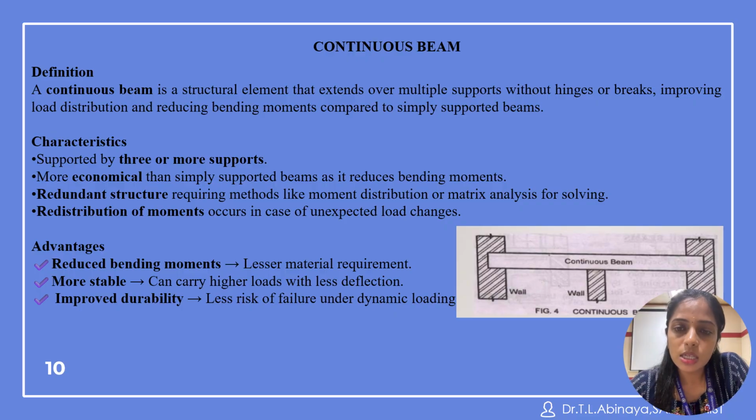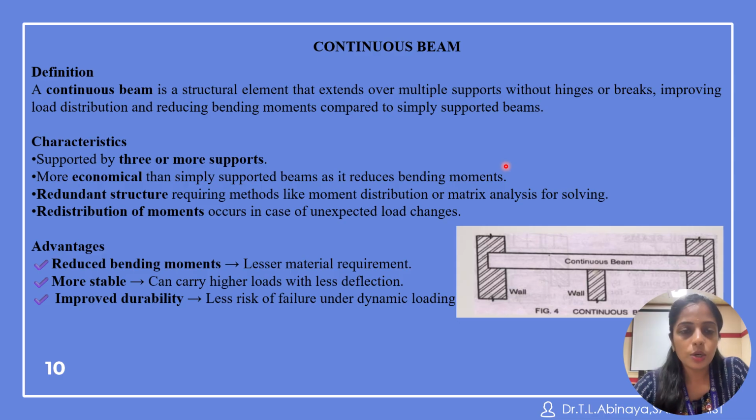Continuous beam. So this is a continuous beam. You can look into this image. In the continuous beam, there will be an internal wall or column which can be added as a partition. The continuous beam is the structural element that extends over multiple supports. So it runs over the multiple supports without hinges or breaks, improves the load distribution, and reduces the bending moment compared to the simply supported beam.